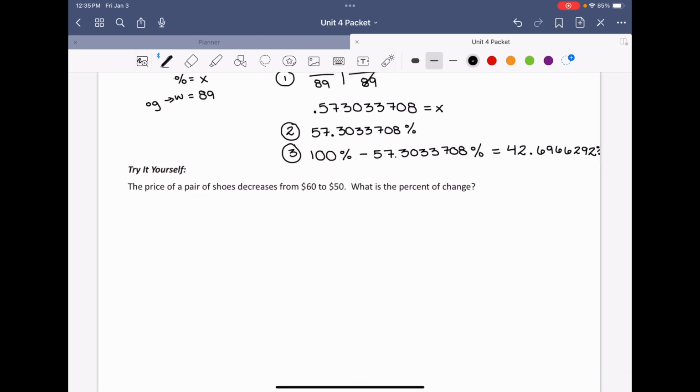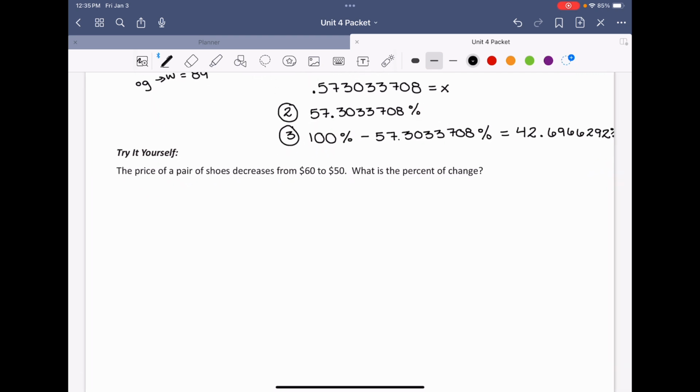So I'd like you to pause the video and try the next one on your own. So it says the price of a pair of shoes decreases from $60 to $50. What is the percent of change? So pause the video and try it on your own. When you're all set, unpause the video and check your work.